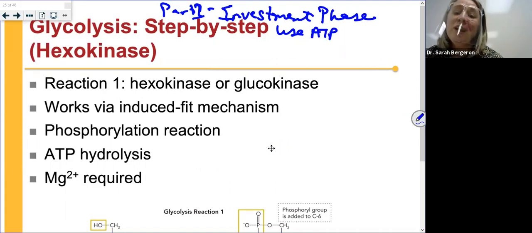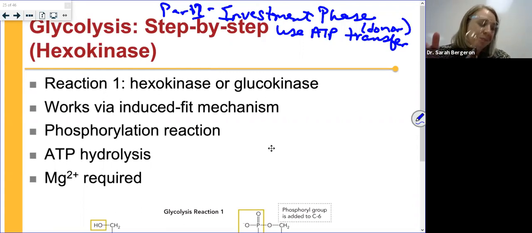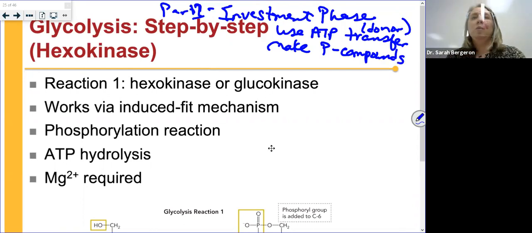So we want to use ATP to transfer. It's going to be the donor, right? In the donor, we're going to transfer a phosphoryl group. We're going to make phosphorylated compounds. Why do we want to make phosphorylated compounds?